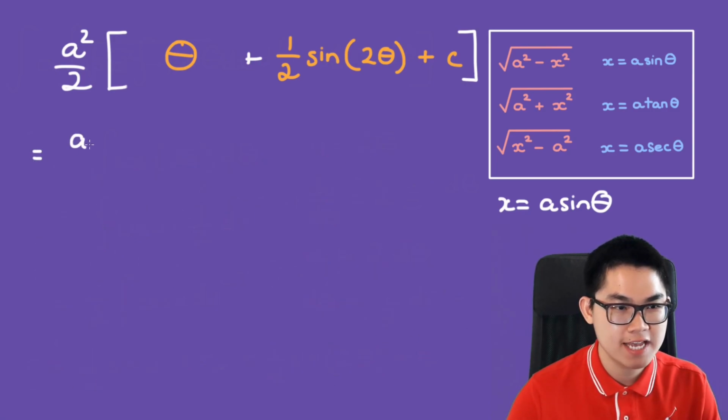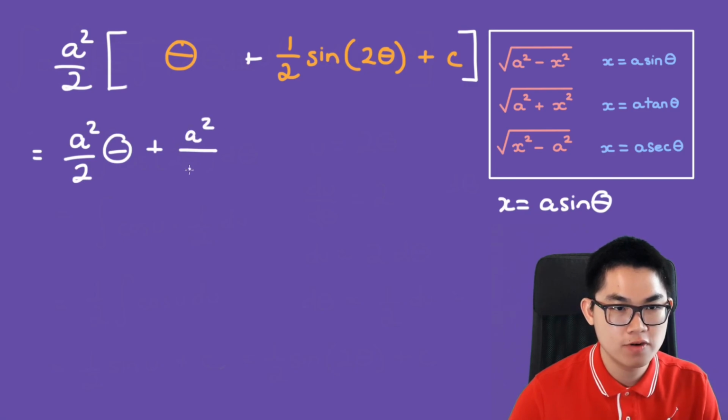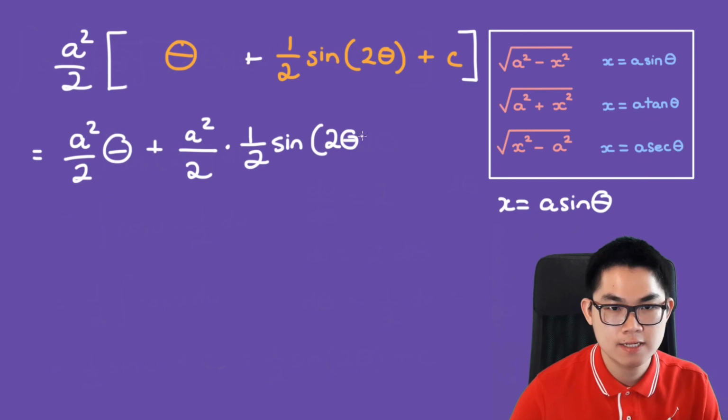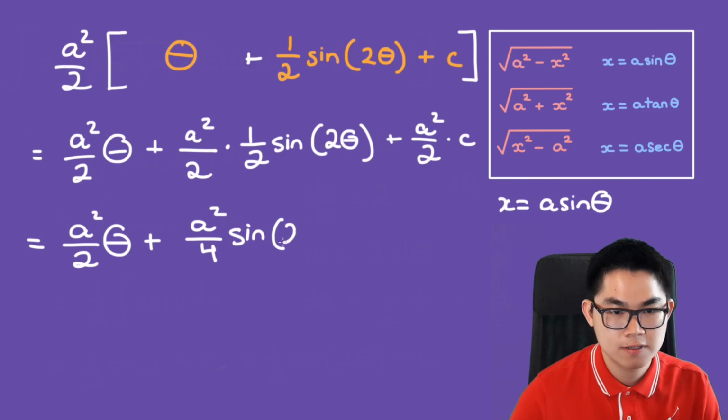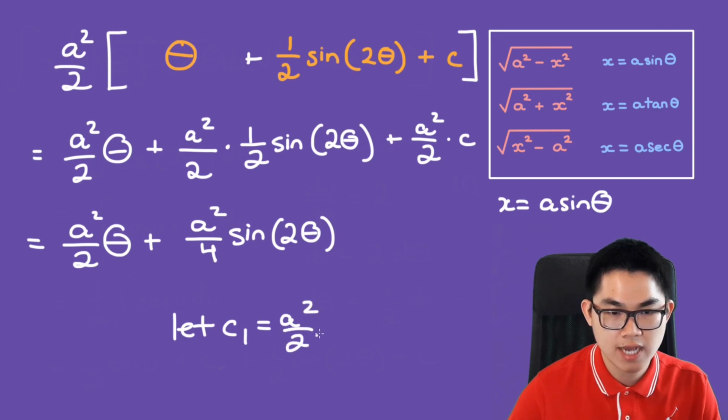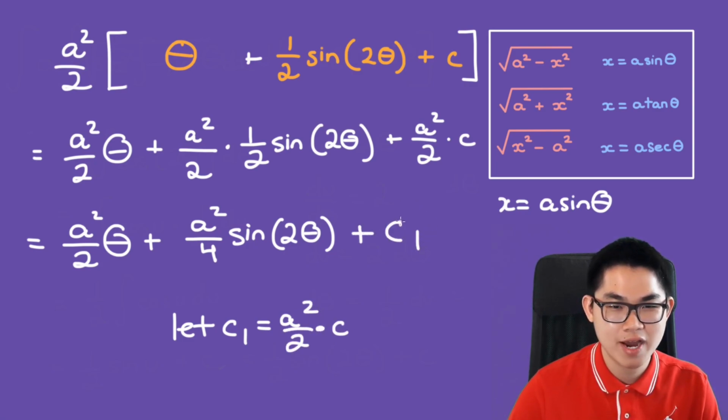This will give us a squared over 2 times theta plus a squared over 2 times 1 over 2 sine 2 theta plus a squared over 2 times c. That's equal to a squared over 2 times theta plus a squared over 4 times sine of 2 theta. And we can say let c1 equal a squared over 2 times c. So here we have plus c1. But it doesn't really matter whether you write c or c1.